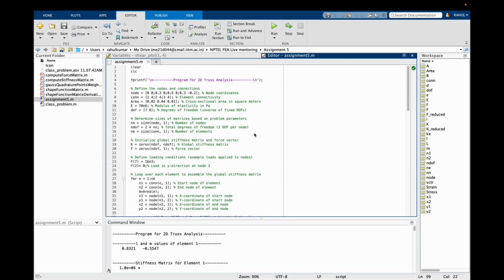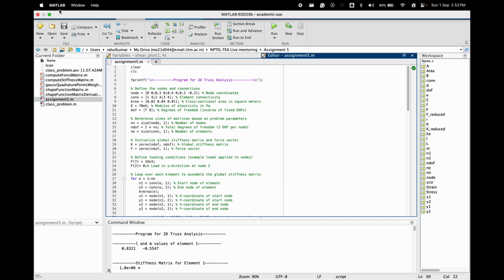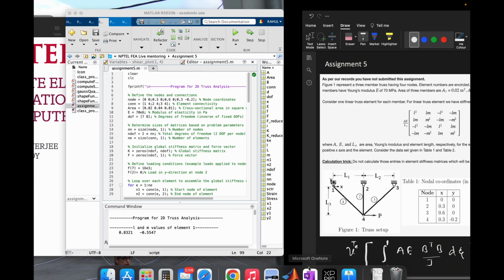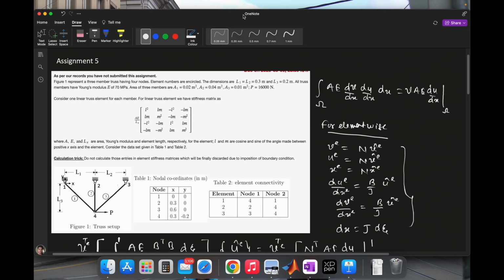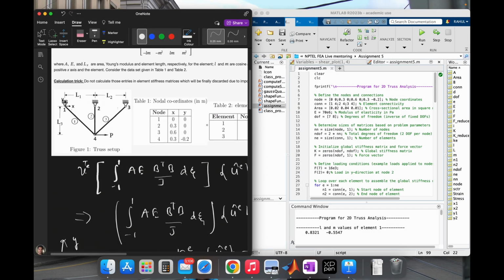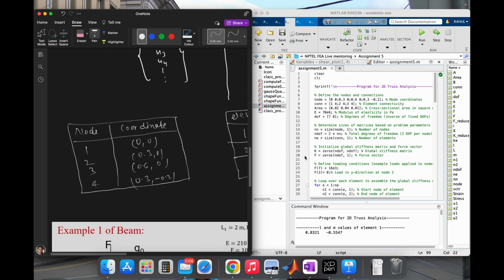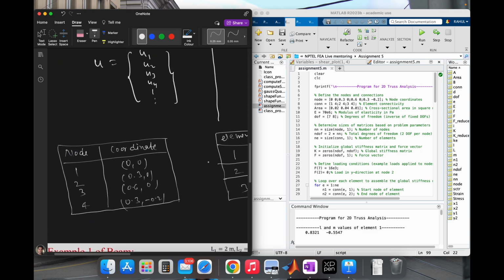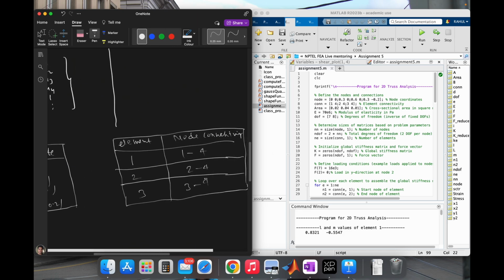So this is assignment number 5. As I already told you, here you can see the node coordinates. This 0 0 is the nodal coordinate for node 1, for node 2 it is 0 3, for node 3 it is 0 6, and for node 4 it is 3 minus 2, and here are the connecting elements.